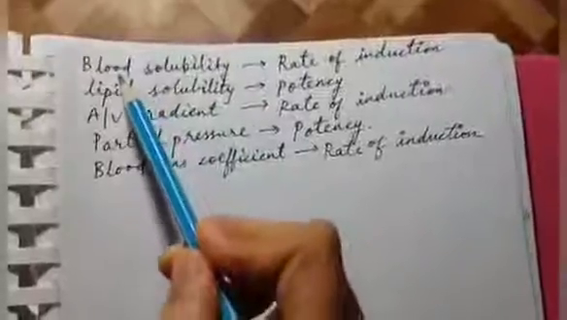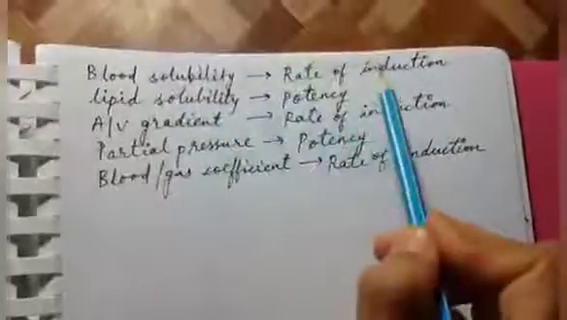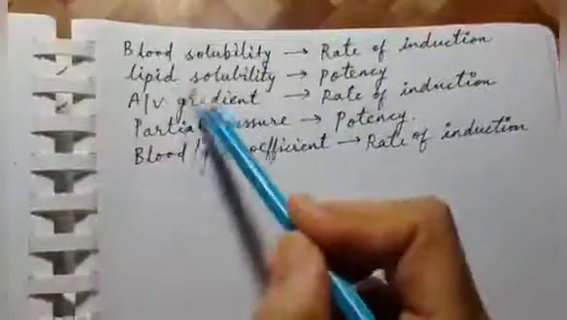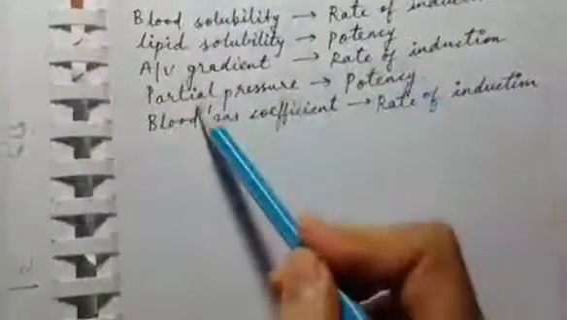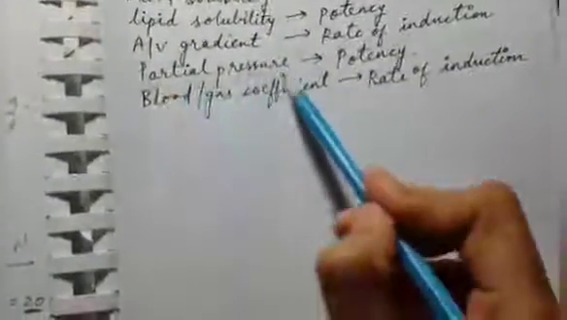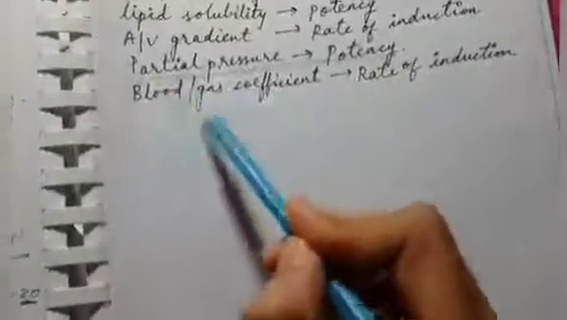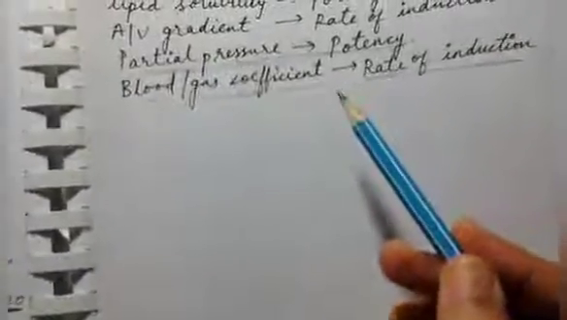Now I have summarized all of these things at the end. Remember all these things. Blood solubility mainly affects the rate of induction. Lipid solubility mainly affects potency. AV gradient mainly affects rate of induction. Partial pressure mainly affects potency. This we didn't discuss, so I am underlining it. And blood gas coefficient mainly affects rate of induction, because the solubility of the drug in the blood determines how quickly the drug will work.